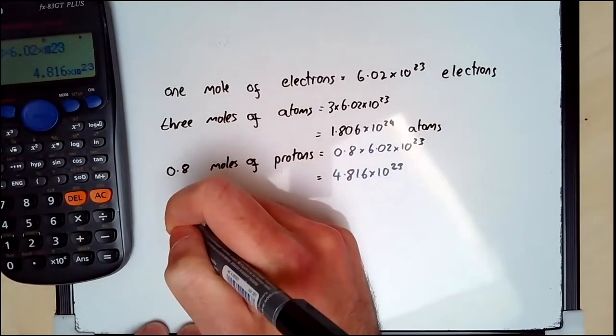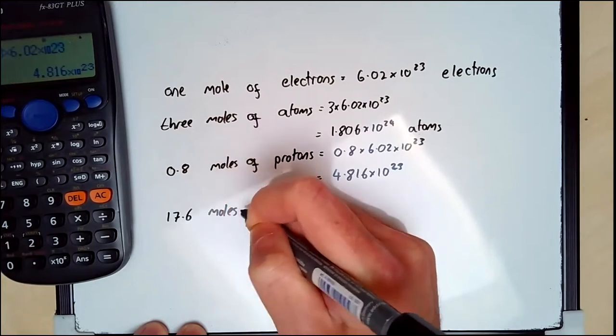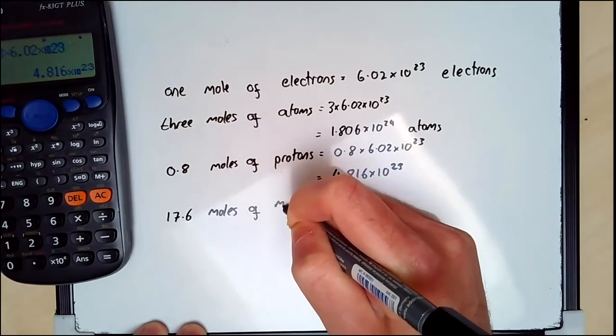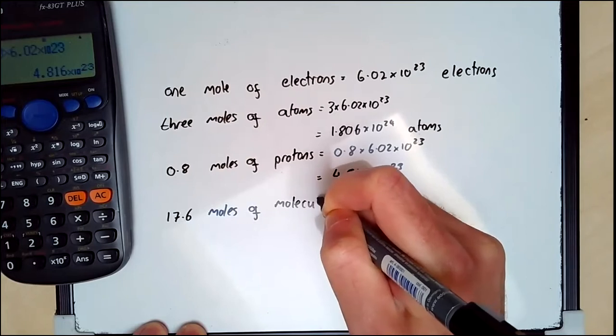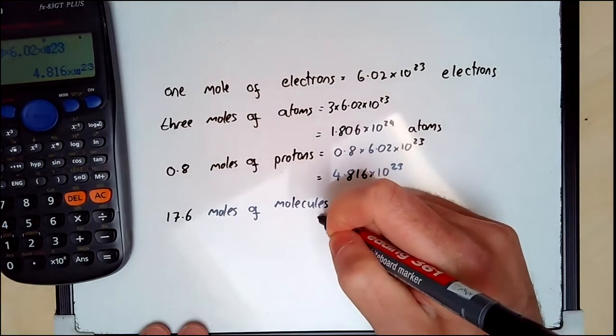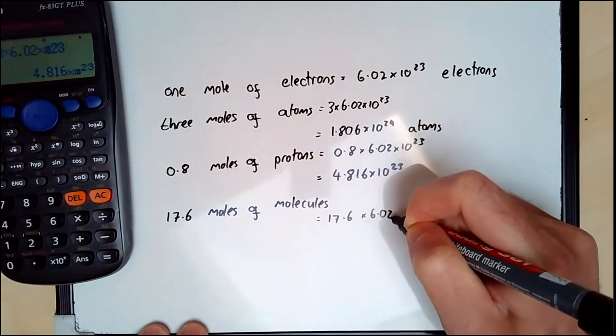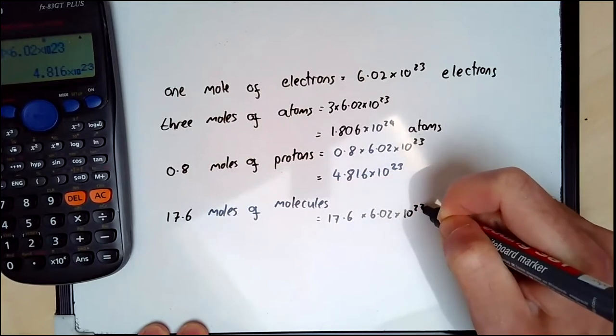Let's do one more example together. Let's say I had 17.6 moles of molecules. Pause your video and work out how many molecules that is. So you should only now be watching the video if you have done the questions. And a reminder that if you don't do the questions that I set for you, you're wasting your time. That would be 17.6 times 6.02 times 10 to the 23.